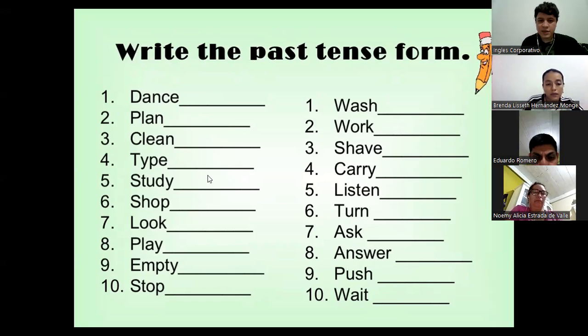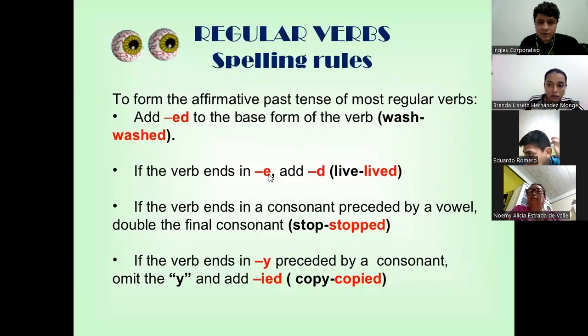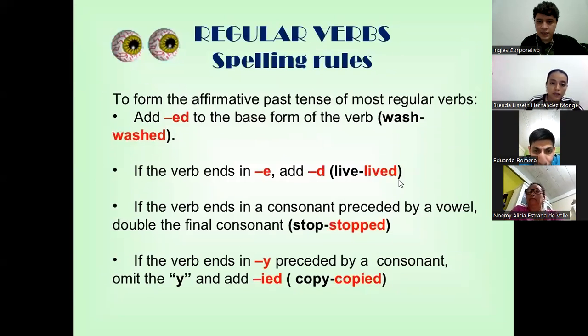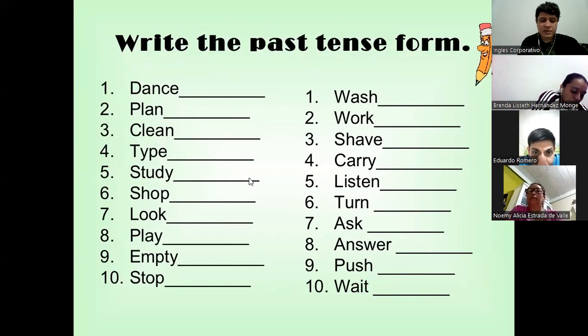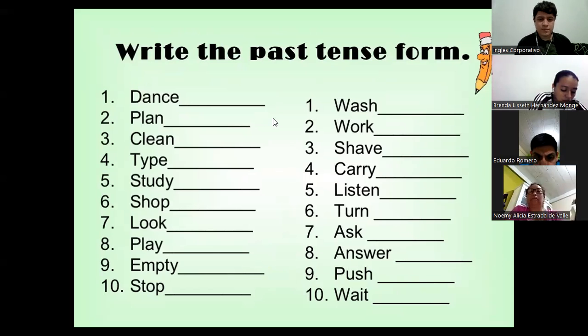So, vamos a ver esa regla, dice que si el verbo termina en E, solo vamos a agregar D. Y el verbo dance termina en E, ¿verdad? Así que solo se le agrega D, right? Aquí está, D. Perfect. Now, guys, we have este verbo. Tenemos el verbo study. Okay, study. ¿Cómo lo convertiríamos, chicos, en pasado? ¿Cuál es el pasado de study? Let's see. Okay. Studied, studied. Perfect.